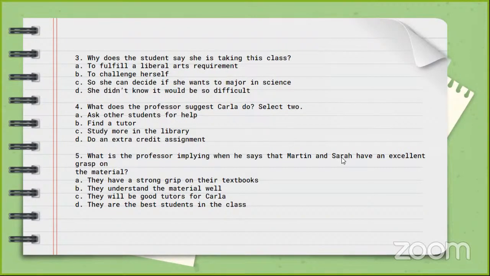Okay, as I told you, to have an excellent grasp on the material means that they understand the material well. Is it implied or is it explicit? Explicit. So that is not the answer. Letter D. They are the best students in the class. Did the professor mention that they are the best? No. So that answer can be discarded as well. You have to think about the options that are mentioned in the recording, and if it is implied or the opposite way, explicit.